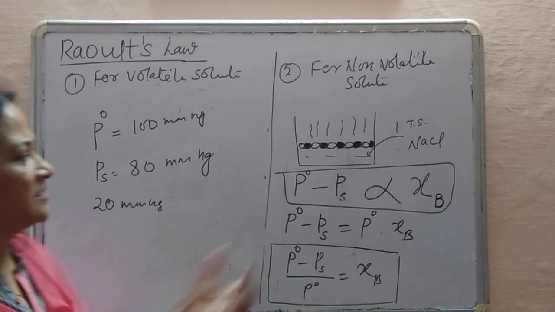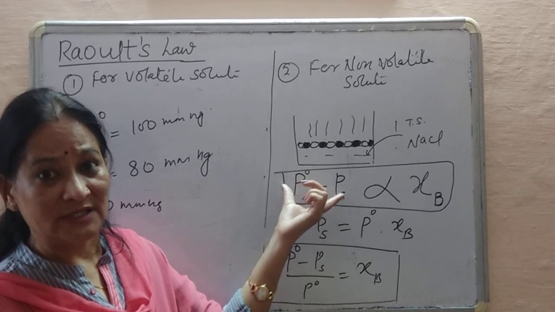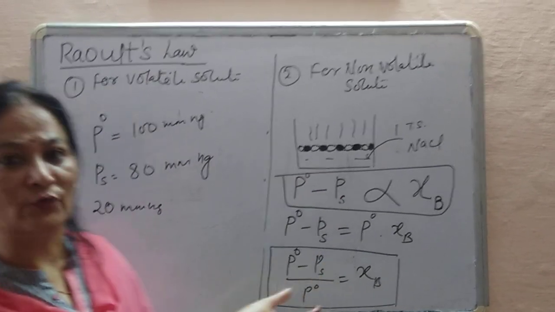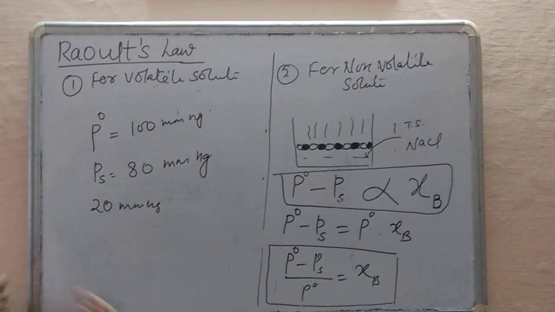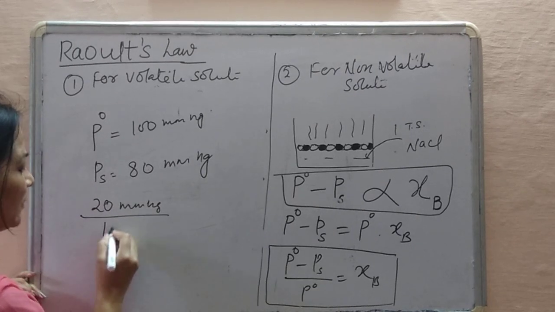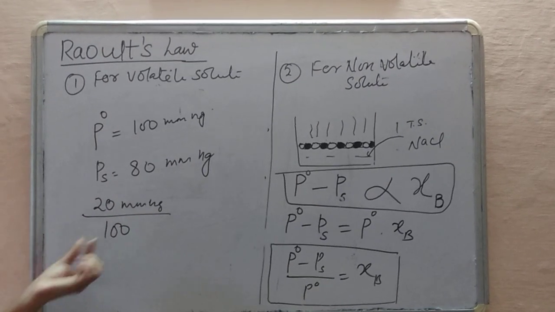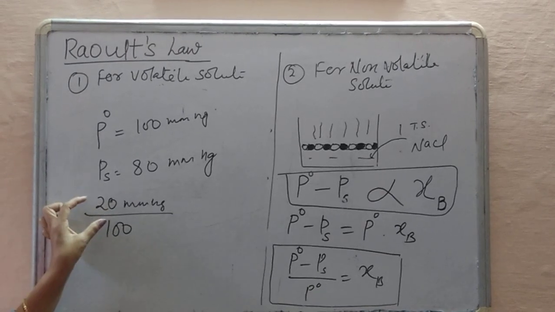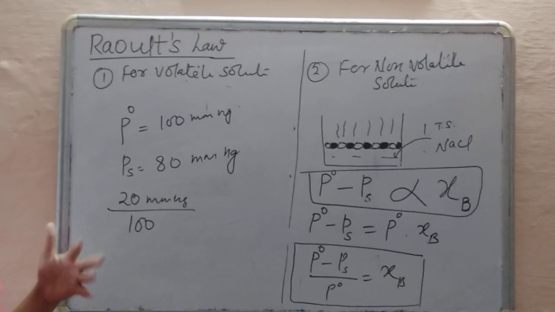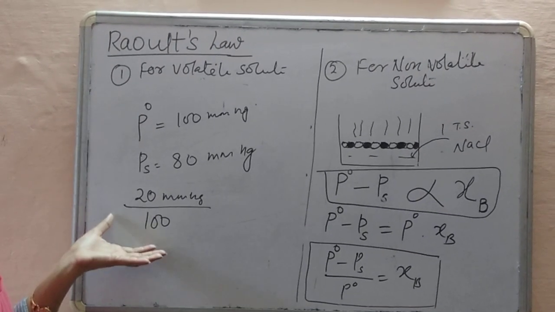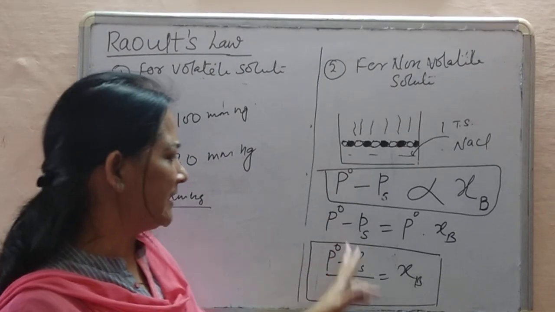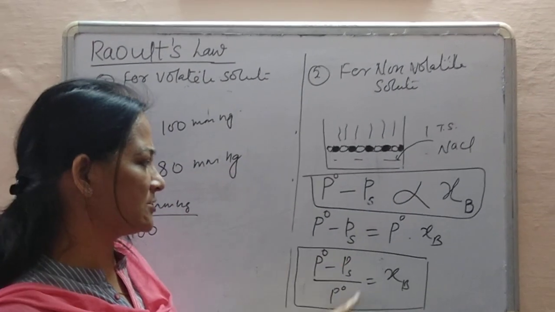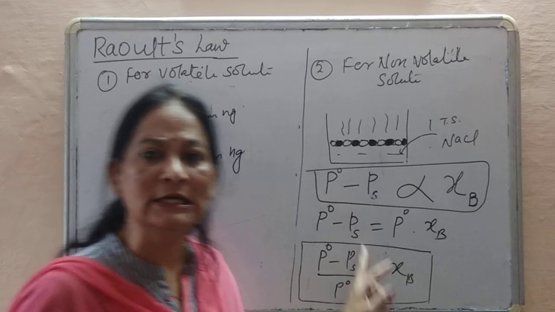So this term is the lowering of vapor pressure. But if I say what is the relative lowering, so 20 lowering out of what? 20 lowering out of 100. So if you say that there is a lowering of vapor pressure of 20 mmHg, everyone will ask from what amount? So that is 100. So this term P0 minus PS upon P0 is called relative lowering in vapor pressure.